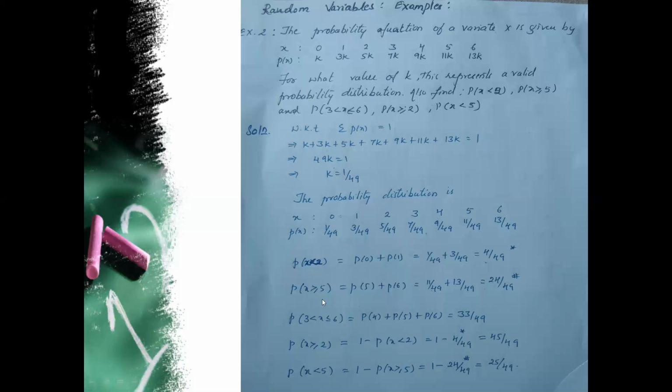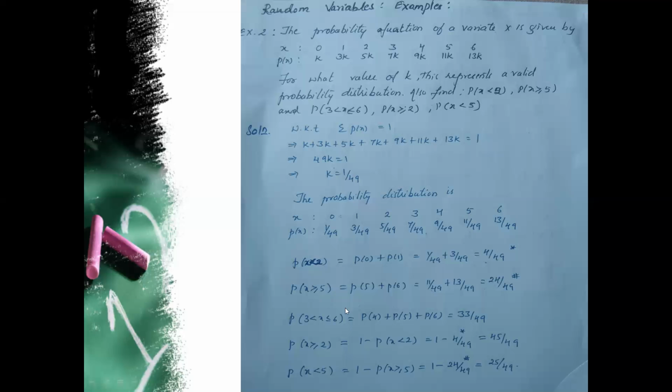Next we have probability that x is greater than or equal to 5. Now x is greater than or equal to 5 means you have to take 5 and 6. Equal to is there, so we have to consider 5 as well and 6. So p of 5 plus p of 6, that is 11 by 49 plus 13 by 49. So we get 24 by 49.